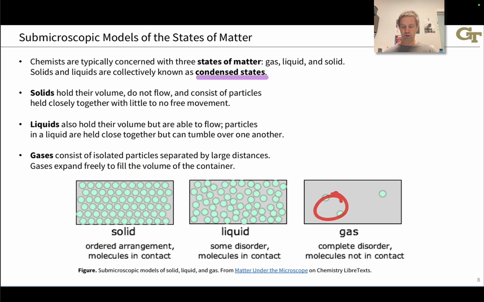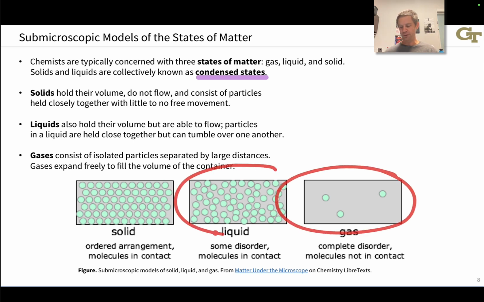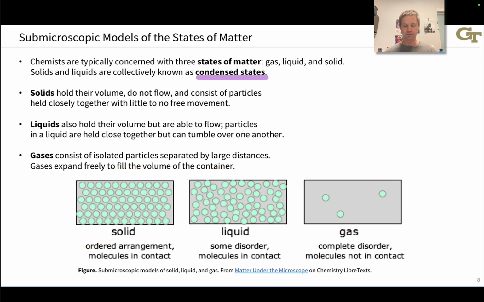And in a gas, well, the particles aren't stuck together at all. There's very large distance between adjacent particles. The particles are in motion, bouncing around their containers, and in a sense don't really interact with each other at all. So gases expand freely to fill the volume of their containers as their particles continue to move until they hit a wall, at which point they bounce off and still continue in motion.